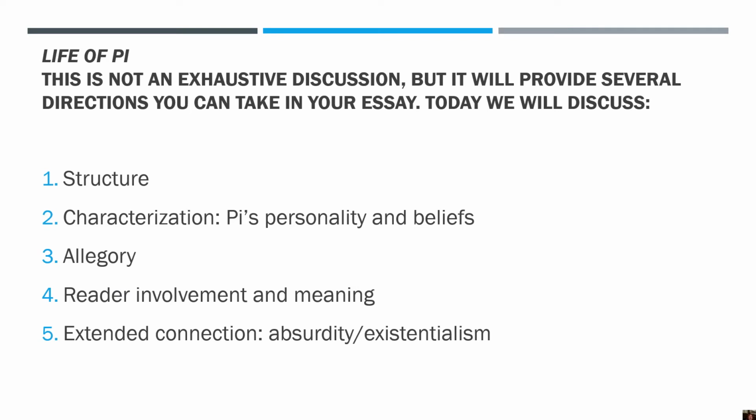So again, this is not an exhaustive discussion, but these are several things that I think are manageable to discuss today. So we'll talk about structure, characterization in terms of Pi, his personality and beliefs. We'll talk about the idea of the novel as an allegory. And then something unique about this novel is it actually demands the reader to be involved in creating the meaning. And we can extend this to absurdity and existentialism that we studied earlier in this unit.